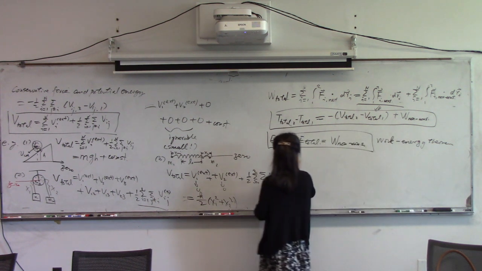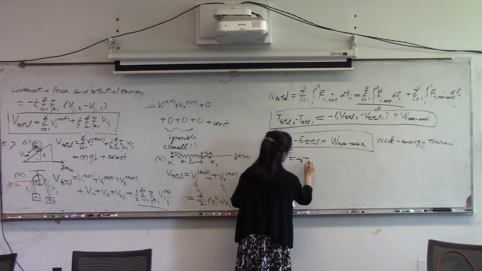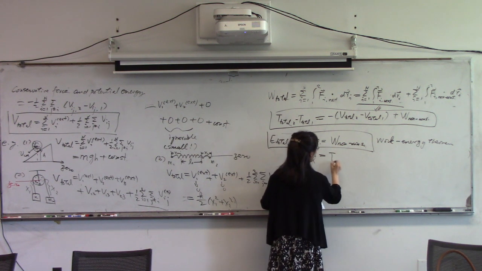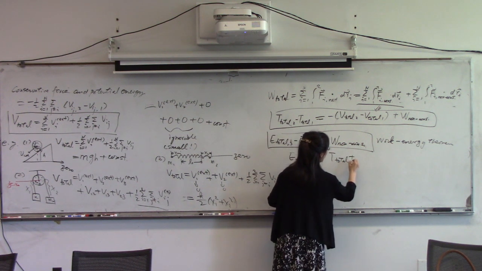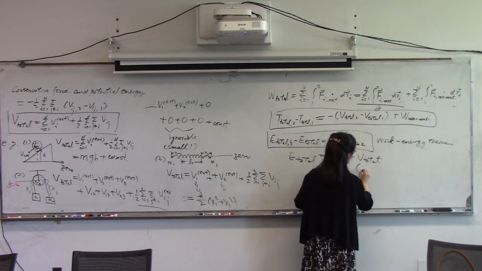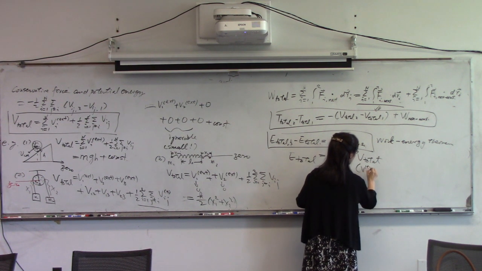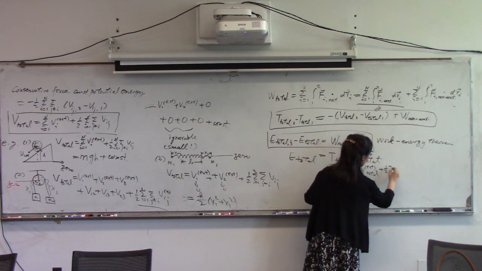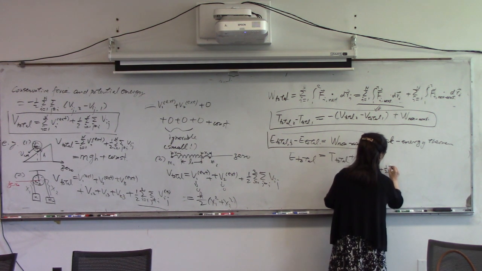And here we introduce that the total energy of the system is the total kinetic energy plus the total potential energy, and the total potential energy includes the total external potential energy plus all this internal potential energy.